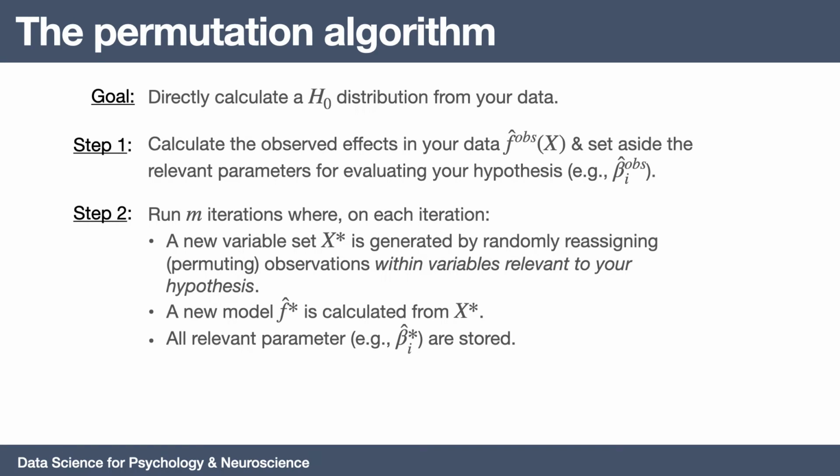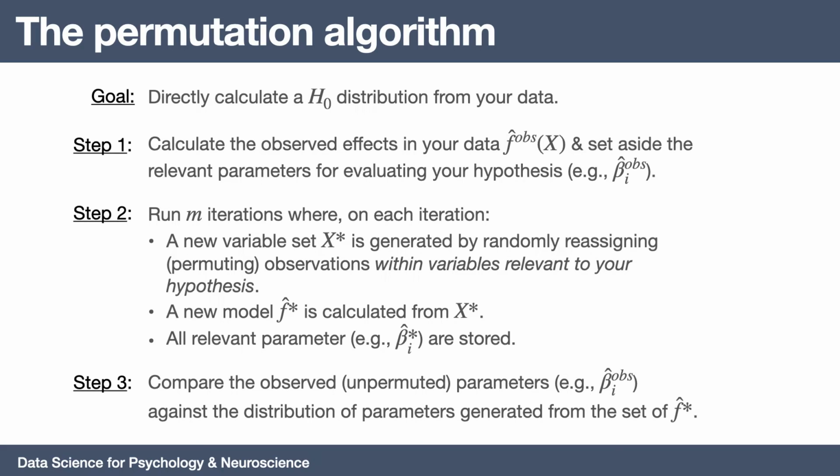And then you store those relevant parameters of interest and put them off to the side. And you repeat this m many times, so you'll have m many observations of your parameters of interest. And then you directly compare the observed unpermuted parameters, let's say, beta hat observed, against the distribution of parameters that were generated from the permuted set.